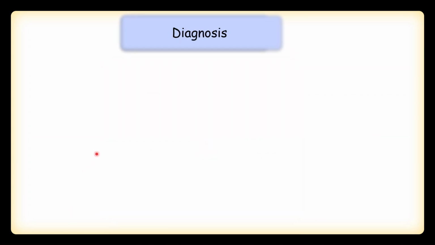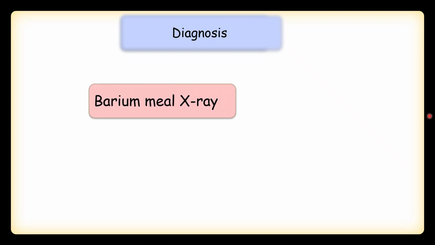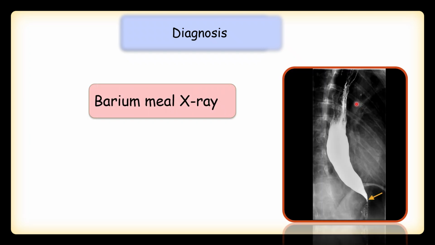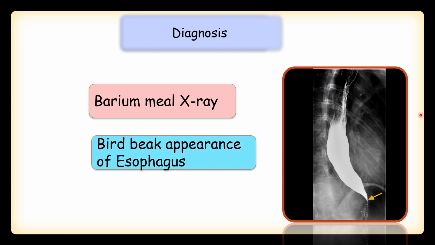Coming to the investigation of achalasia cardia, previously what was used is barium swallow X-ray. When barium was given and an X-ray taken, it is shown like this. This is the esophagus, which is showing smooth tapering of the lower end of the esophagus, looking like a beak of a bird. So this sign is called the bird beak appearance of the esophagus, which is characteristic of achalasia cardia.